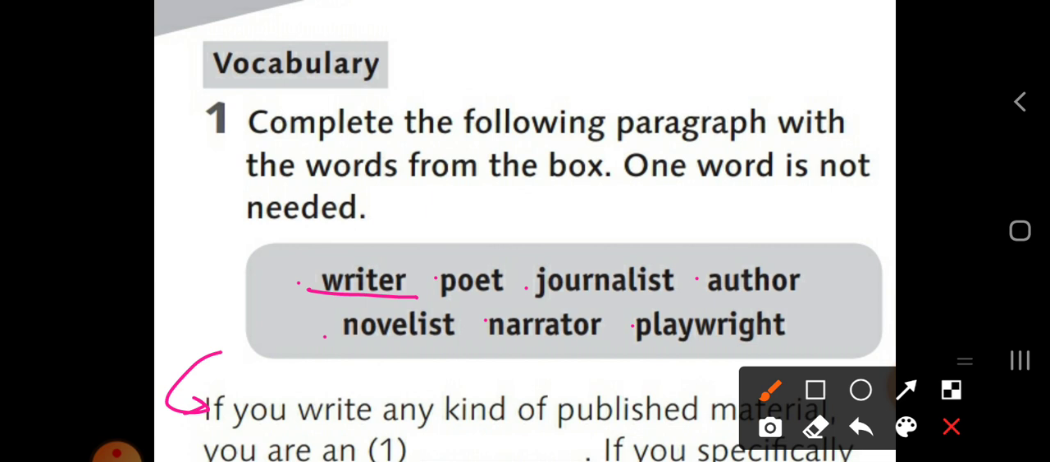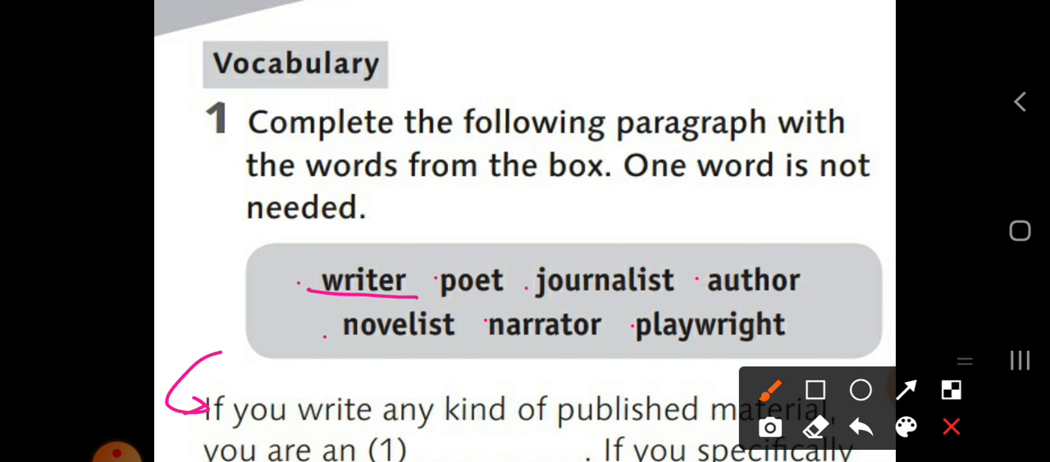Journalist. Someone who writes in newspapers. He is a journalist. صحفي. Author. If your writings are published, you are an author. If you write books, novels, stories, anything, and you publish your books, you are an author. مؤلف.